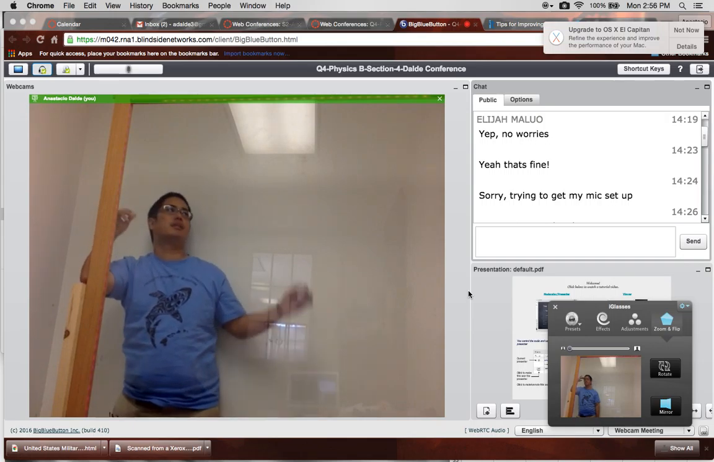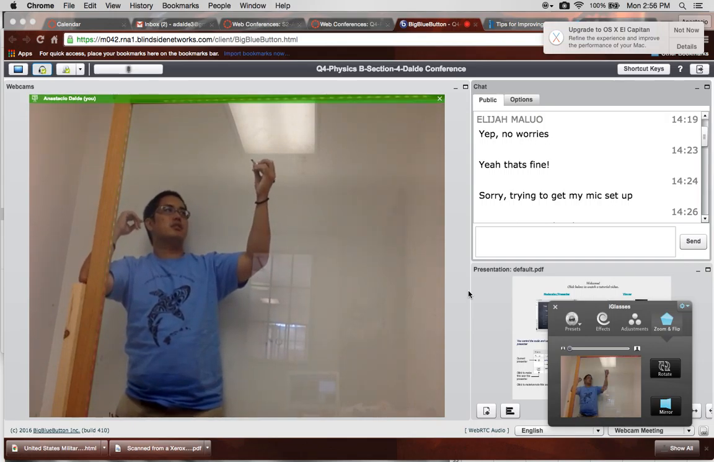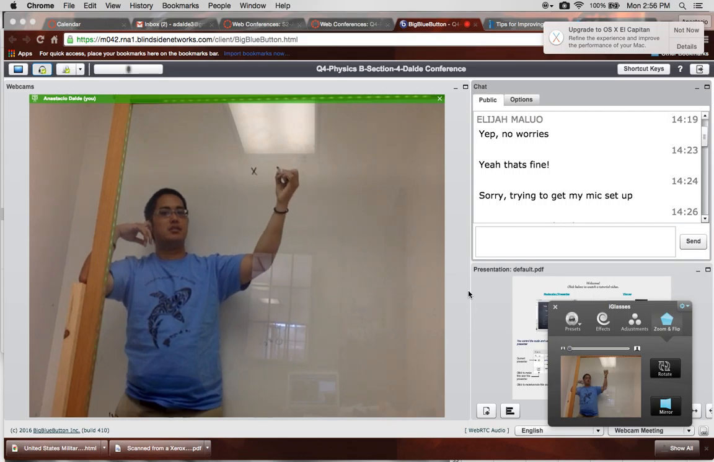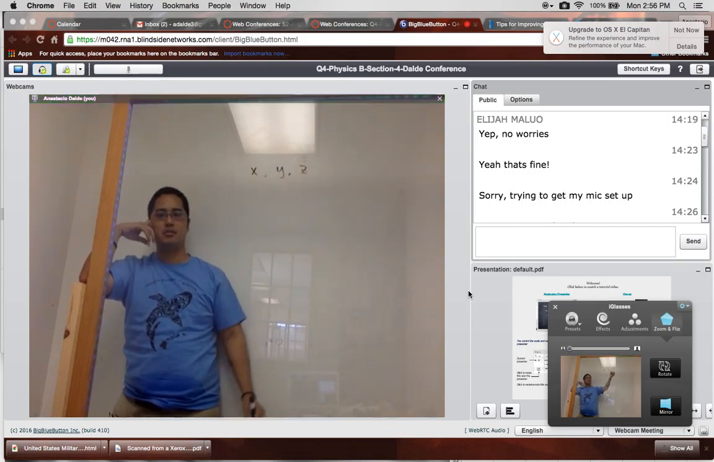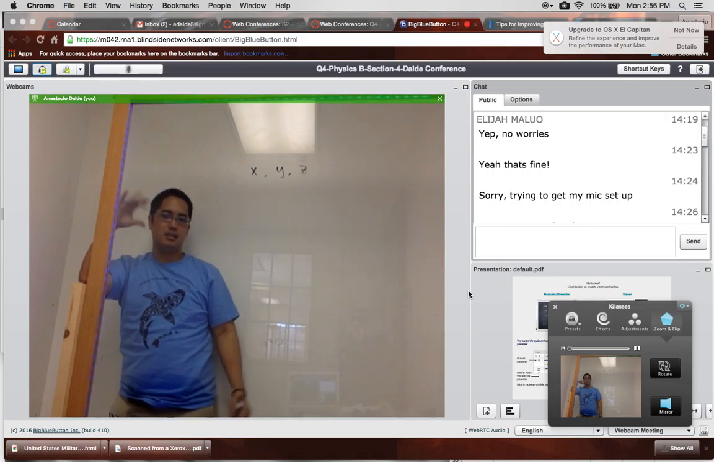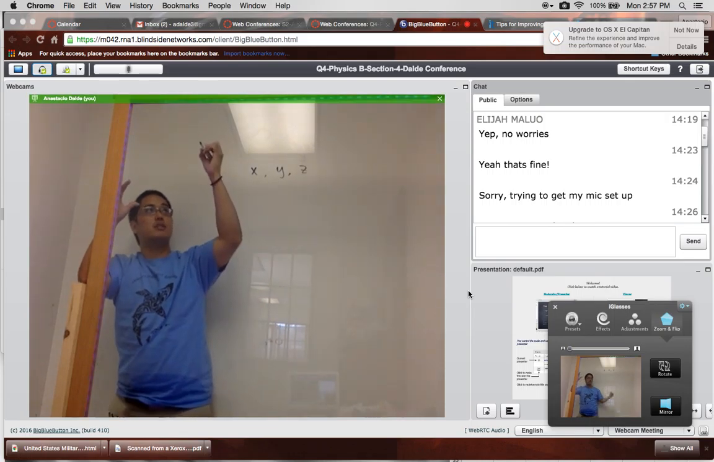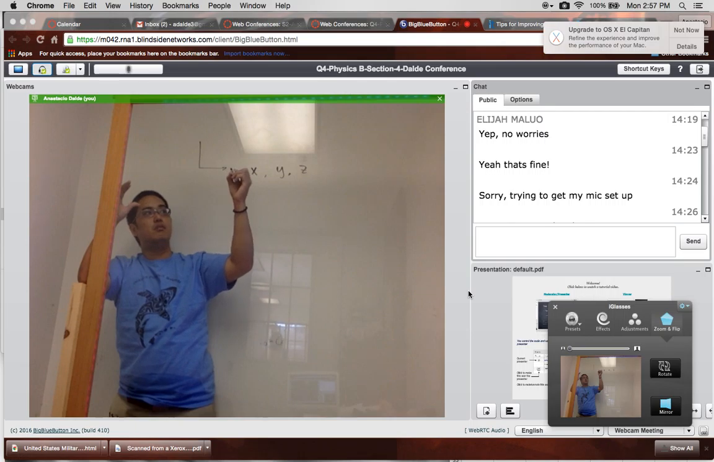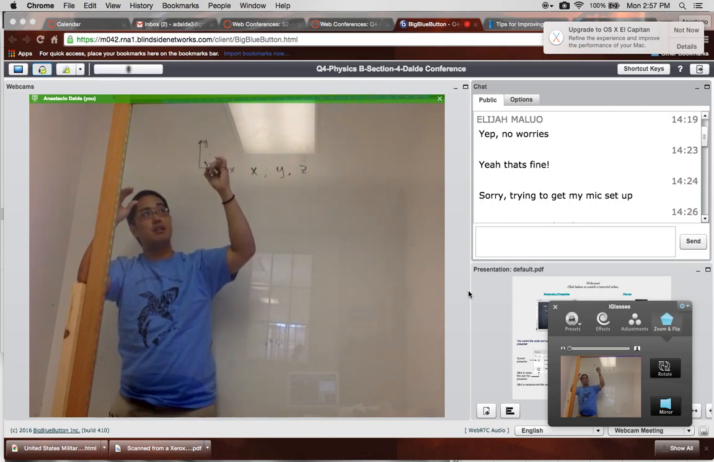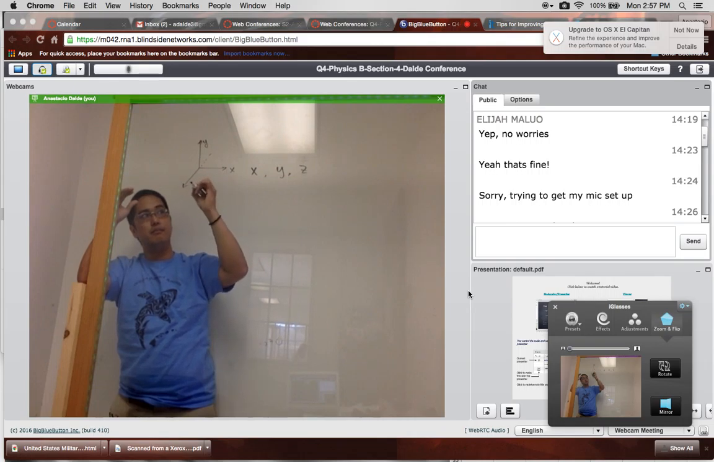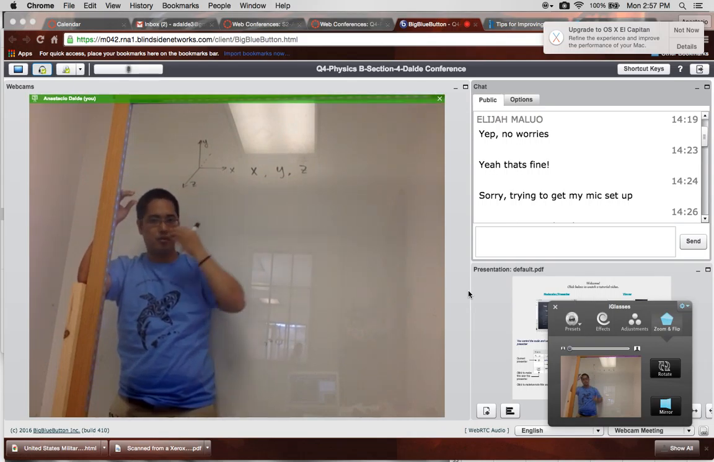Okay. There's the coordinates x, y, and z. Cool? And this is a three-dimensional coordinate system. Usually we have this x and y, but I can also draw my z direction as z, which comes out of the board. We cool with that?